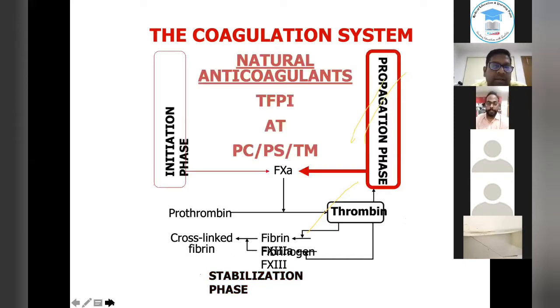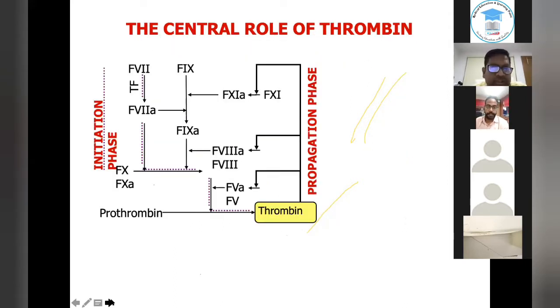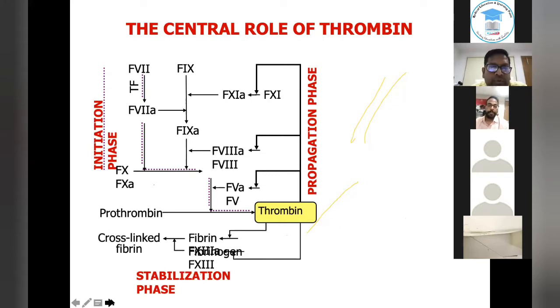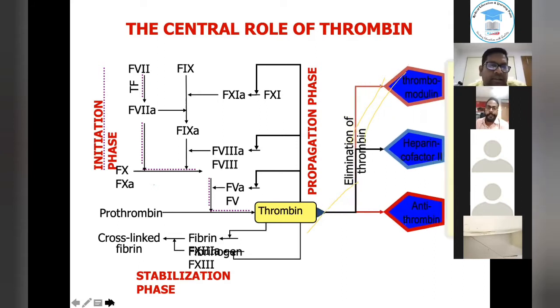And other natural anticoagulants also come into play. They want to prevent the process. So if you look at the whole process, you can understand that thrombin generation is important, and once thrombin is generated, the clot is stabilized, and the elimination of the thrombin process also starts.